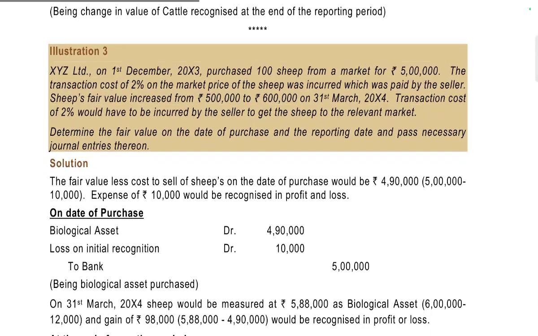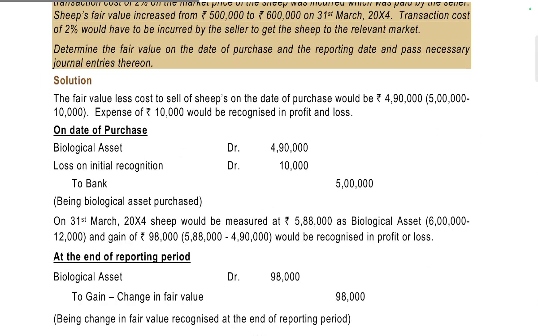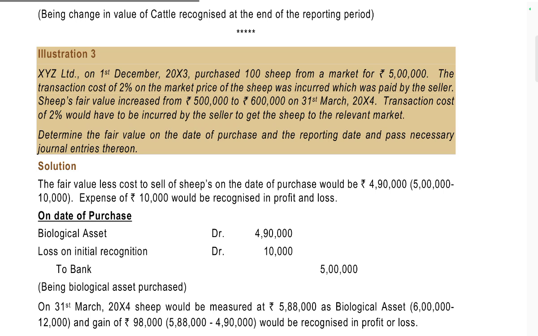Category one is a group of reporting. As we said, then purchase 100 cattle from the market for 5 lakhs. Transaction cost to a person.